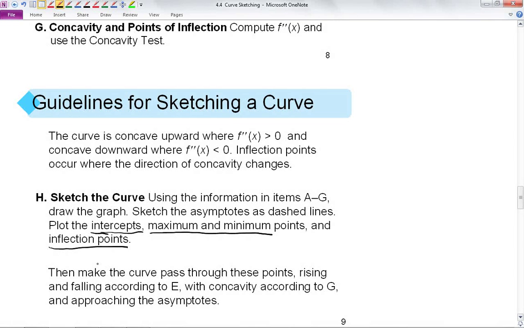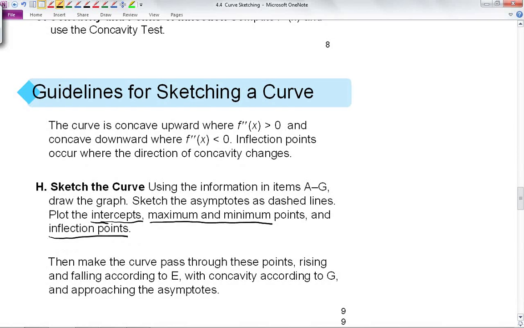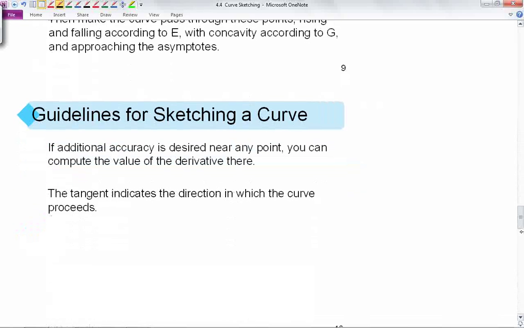Okay, so then we connect those points and make sure we're following the information we discovered about where the function's increasing and decreasing, where we have asymptotes, and what the concavity is. Okay, and we even really mentioned that in class last time. Be careful when you're drawing that.